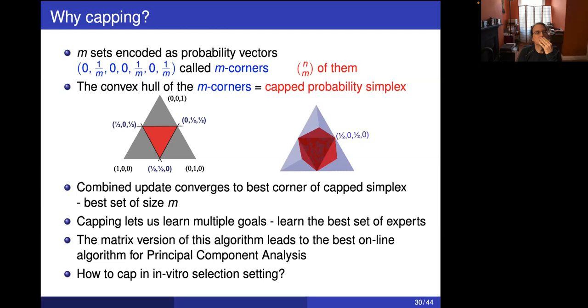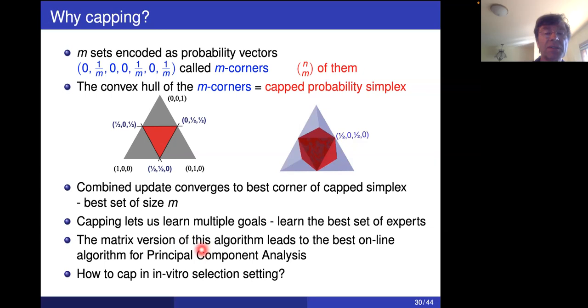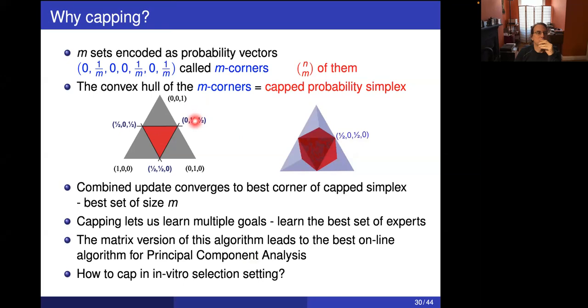Okay, and I'm going to hint at the end the matrix version of this update, where you have a semi-definite probability simplex, et cetera, and you learn a best set of k directions. With another student, Dima Kuzman, we used it to do PCA. How to cap in vitro selection? I don't know. You might introduce a second effect. If you have a lot of concentration of a particular species, they start somehow eating each other or something like that. You can also maybe do it at the RNA level. But in machine learning, we used it by capping the share vector.